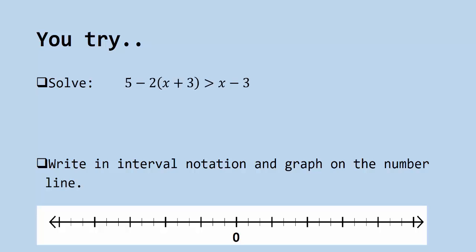Now you're going to try. You're going to solve this inequality: 5 minus 2 parenthesis x plus 3 is greater than x minus 3. Once you've completed solving it, you will then write it in interval notation and graph it on the below number line. So pause the video, try the problem, and when done, restart the video and we'll go through the answer together.